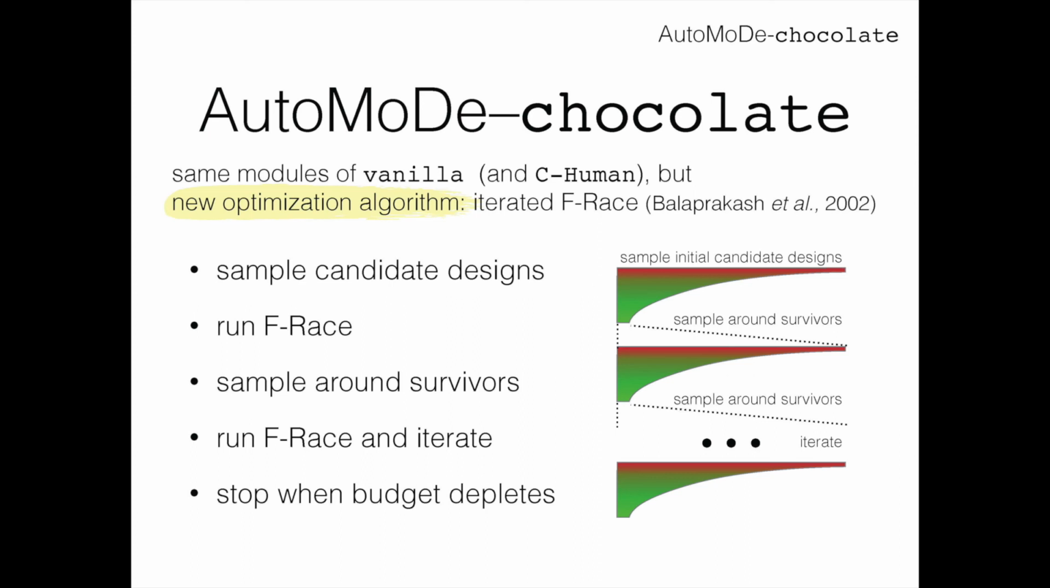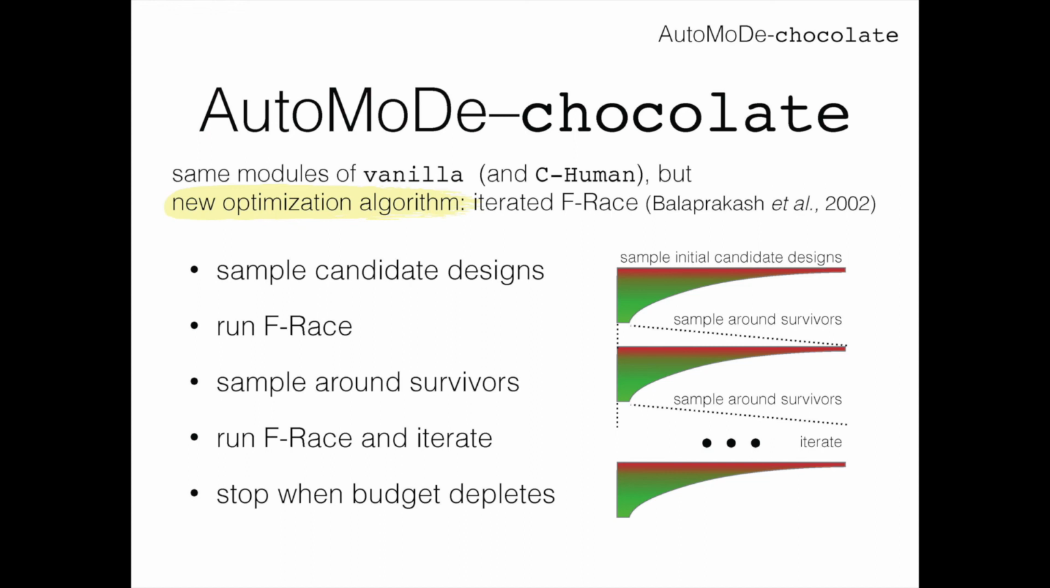As the results of our previous experiments indicate that the weak part of vanilla is the optimization algorithm, it makes sense to develop a new design method that is based on vanilla but that adopts a better optimization algorithm. So we introduced chocolate. In chocolate, the optimization algorithm is iterated F-race, which is an advanced version of the F-race algorithm that was adopted in vanilla. Apart from adopting a different optimization algorithm, chocolate is exactly identical to vanilla.